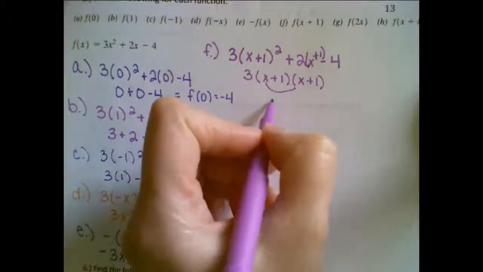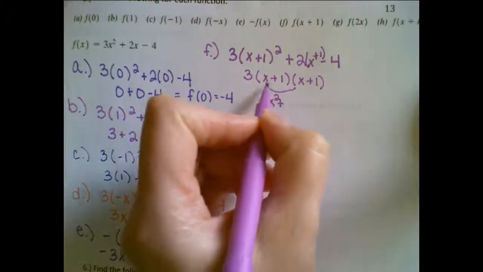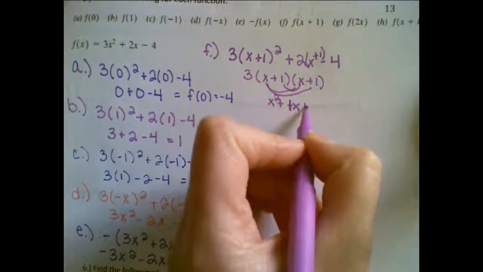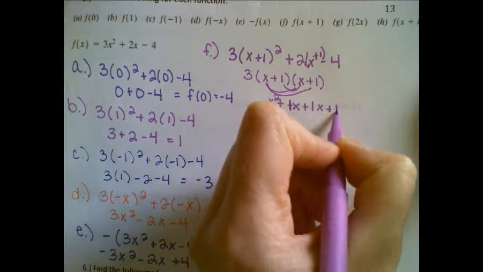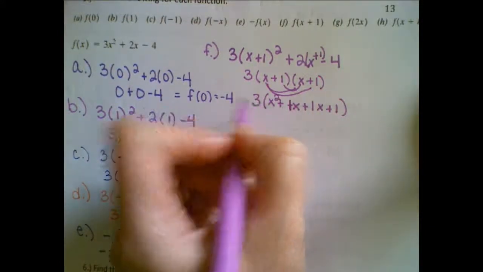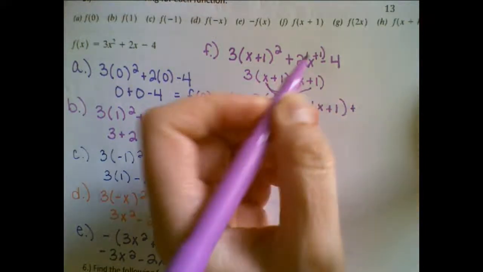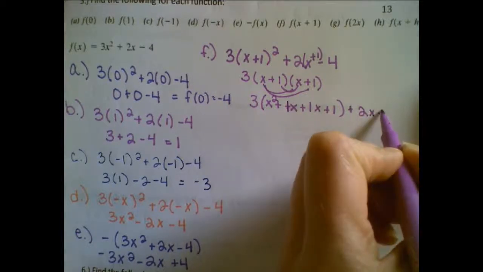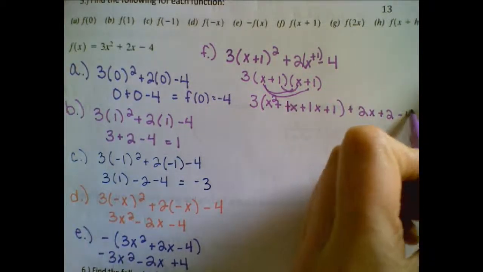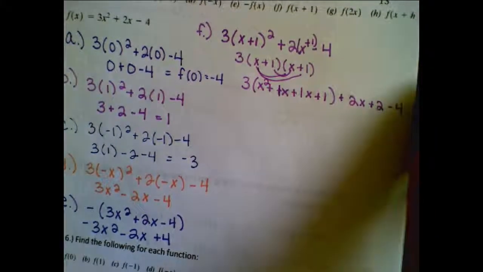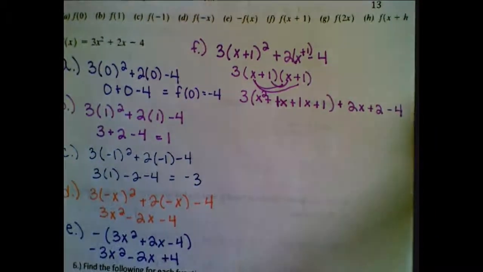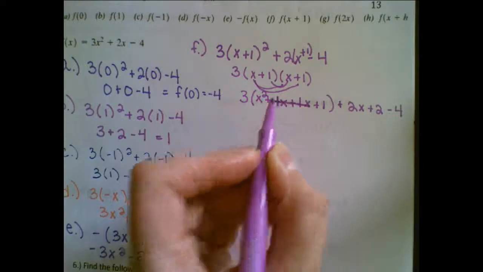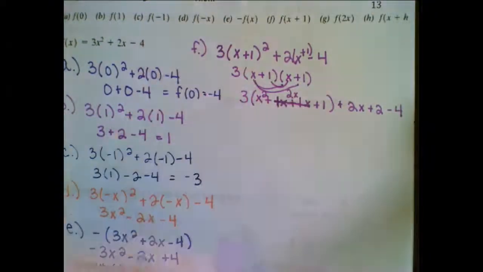So I'm going to have x squared plus 1 times x, which would be 1x, plus 1 times x, so plus 1x, and then 1 times 1 plus 1. And all of this needs to be multiplied by 3. Plus, I need to distribute this 2 to everything, so I'm going to have 2x plus 2, and then just this minus 4. You need to continue. I'm going to go ahead and distribute that 3 to everything here. Before I do that, let's combine these two like terms. That would be a 2x.